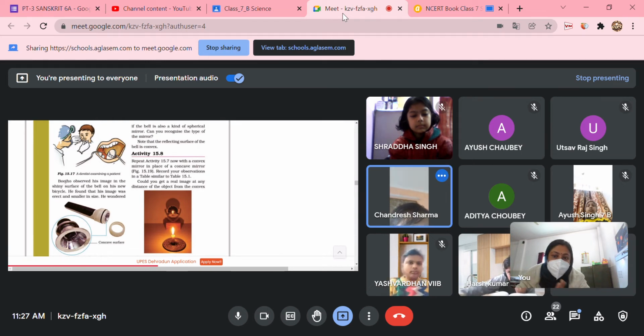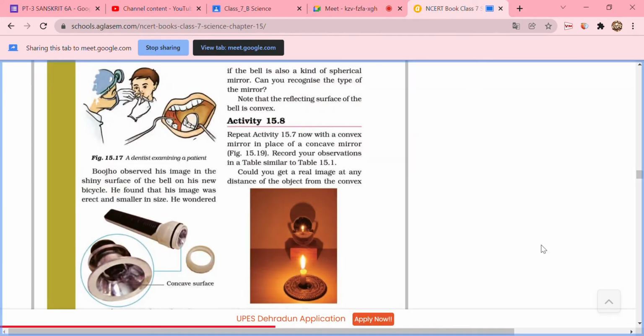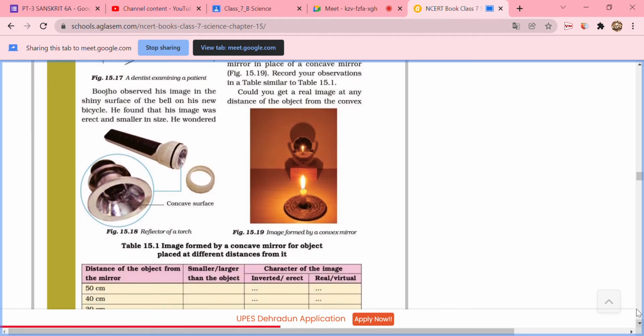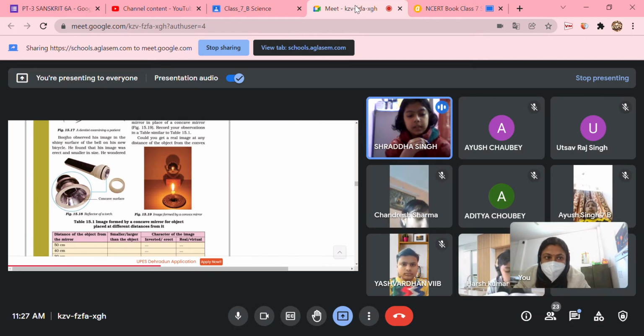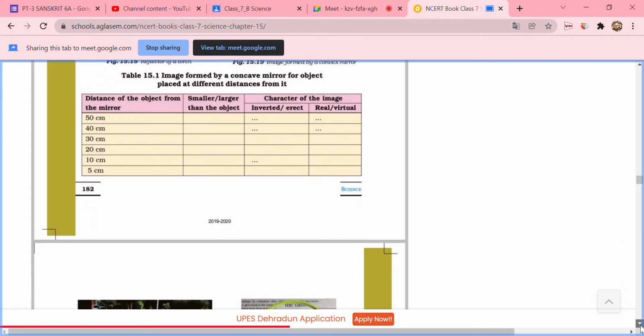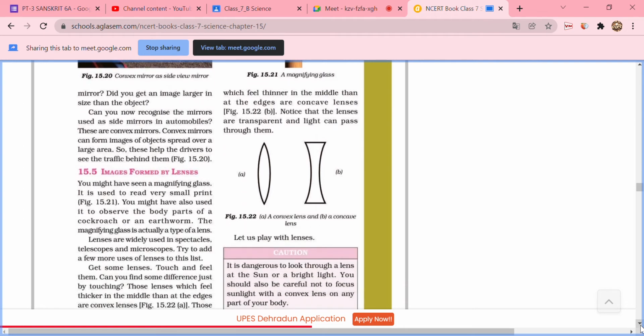Activity 15.8. Repeat activity 15.7, now with a convex mirror in place of a concave mirror. Figure 15.19. Record your observations in a table similar to table 15.1. Could you get a real image at any distance of the object from the convex mirror? Did you get an image larger in size than the object?